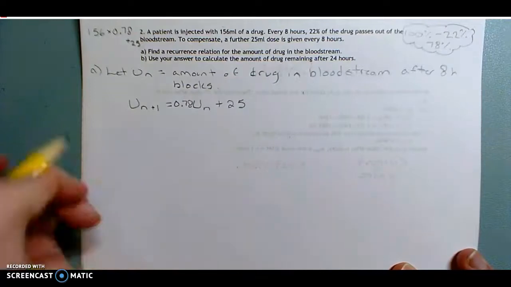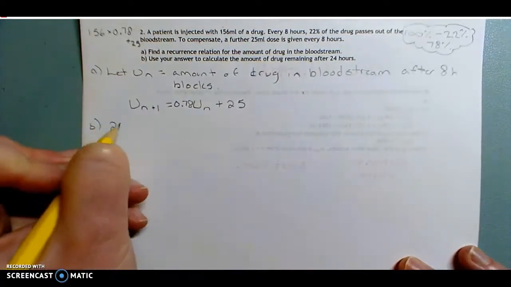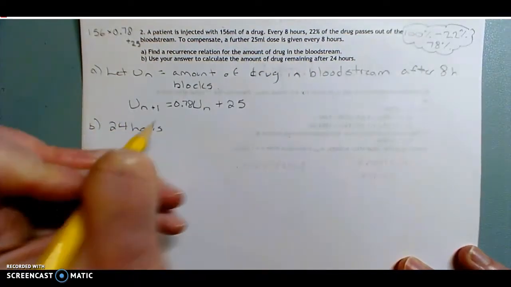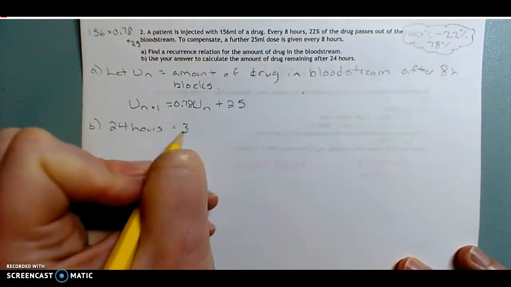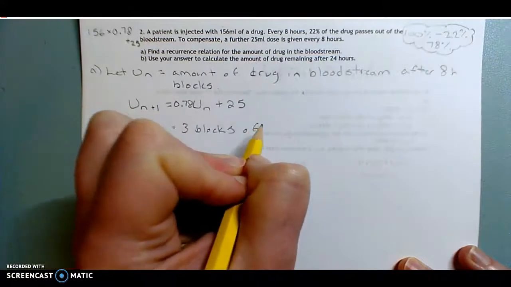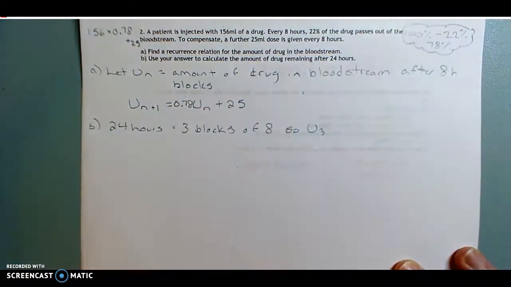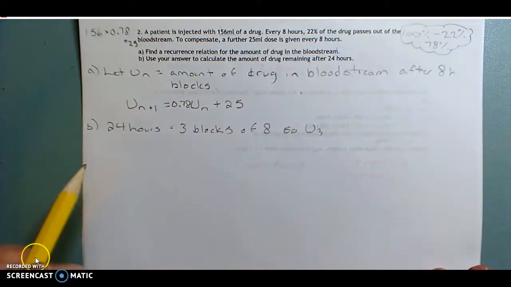Now for part B, we want to calculate the amount of drug remaining after 24 hours. So we have to remember, we have 24 hours. Now we know there's 3 blocks of 8. So we're looking for U3. So this is what we're looking for.